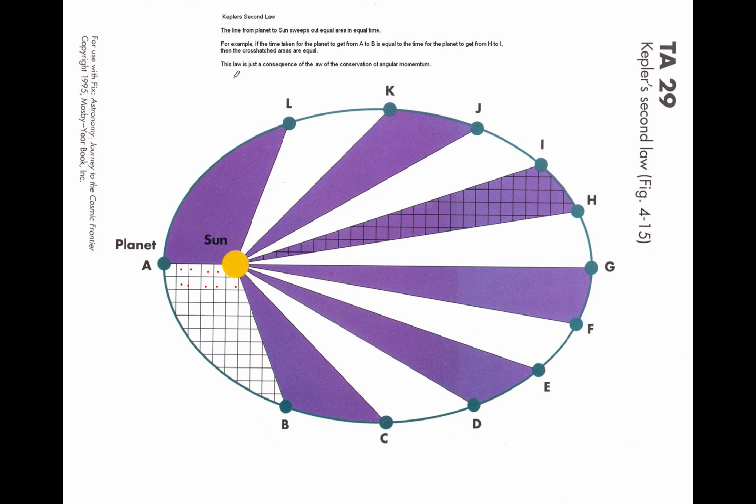There's a note up here that says this law is just a consequence of the law of conservation of angular momentum, which is a wonderful thing you'll talk about when you take physics eventually. But for now, this helps us describe planetary motion. We are actually moving faster when we are closer to the sun, and we are moving slower when we are further from the sun.